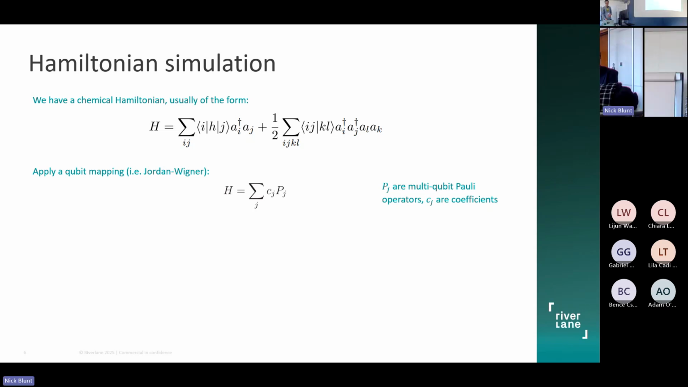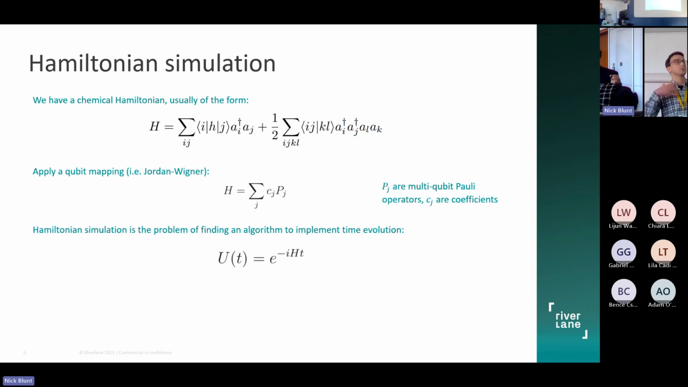So we can write this as a sum over P_j, where each P_j is some multi-qubit Pauli in general at n qubits. The problem that we want to solve, the problem of Hamiltonian simulation, is to find an algorithm to perform time evolution for this Hamiltonian, to implement e to the minus iHt. Of course, the reason this is non-trivial is that on a quantum computer, whether we're working with physical qubits or logical qubits, there's a limited set of gates that we can implement. So we have to compile everything down to those gates.